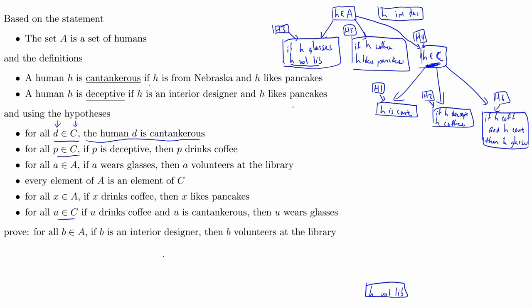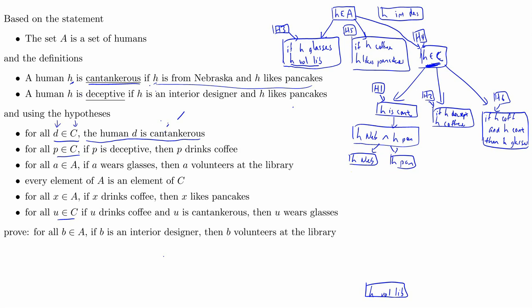Now, take a step back and look at what we get from all this. One of the places we can go is take a look at H is cantankerous and then look at the definition. Okay, we have to replace the little h's with, well, little h's. So we get this statement here: H is from Nebraska, and H likes pancakes. Of course, we can split these separately and have H is from Nebraska, and H likes pancakes.